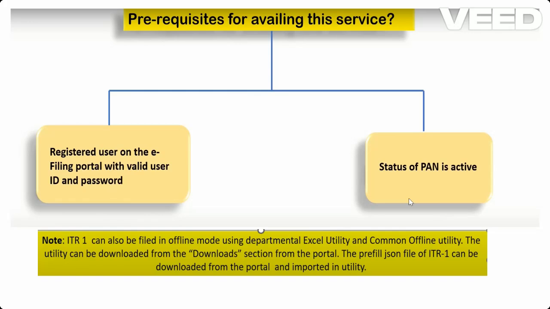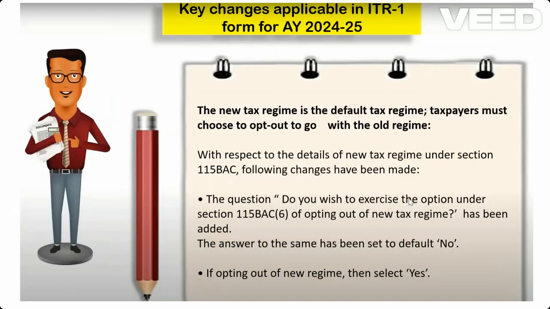As a note, ITR can also be filed in offline mode. Mostly we prefer the online portal, which is run by Infosys, but it can be filled offline using the departmental Excel utility and common offline utility. The utility can be downloaded from the download section of the portal. If you go to the income tax site, you will see the download section at the top. You can download the utilities and fill the offline document as well.